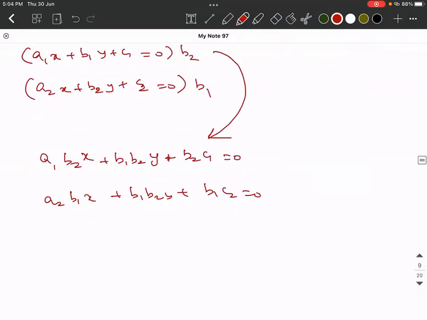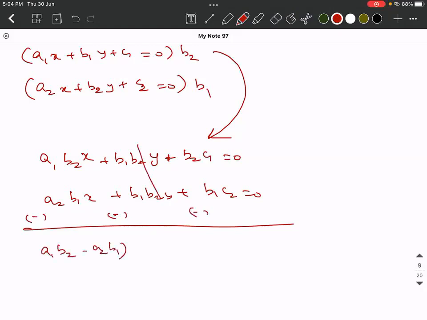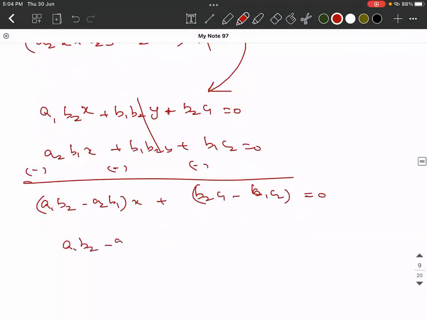Accepted. Now what do I need to do? I want to eliminate y. So minus, minus and minus, cancel it. Then I'll get (a1 b2 minus a2 b1) into x plus b2 c1 minus b1 c2 is equal to 0. So (a1 b2 minus a2 b1) into x is equal to, if it goes to the other side, b1 c2 minus b2 c1.